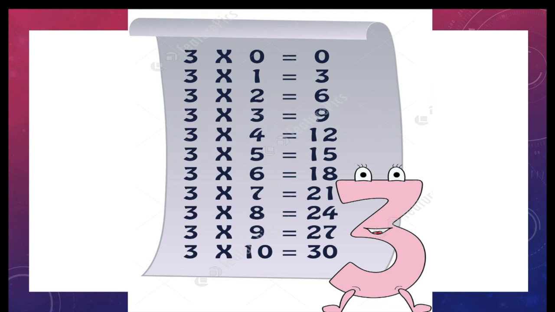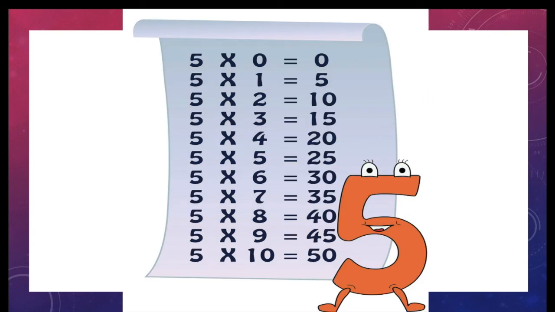Let us say it another time. 3 ones are 3, 3 twos are 6, 3 threes are 9, 3 fours are 12, 3 fives are 15, 3 sixes are 18, 3 sevens are 21, 3 eights are 24, 3 nines are 27, 3 tens are 30. Next, we are going to see the 5 table.